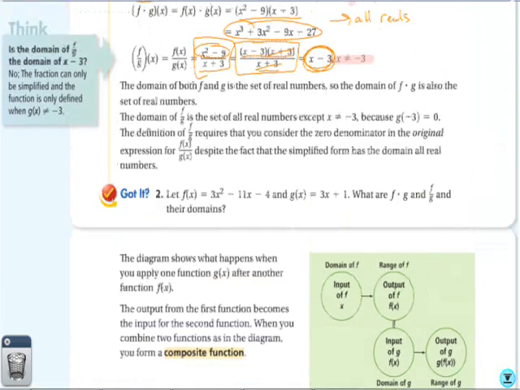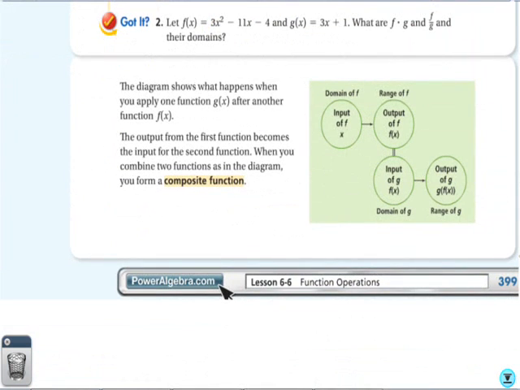You're going to try got it number 2 right there on your own. Again, f times g, we need an answer for f times g of x, and we need an answer for f divided by g of x. Go ahead and get both of those, please. Pause the video here and get those. Make sure you account for the domains.